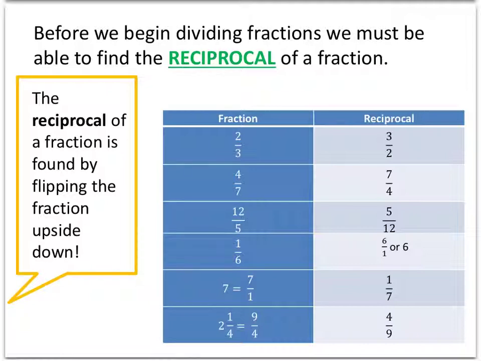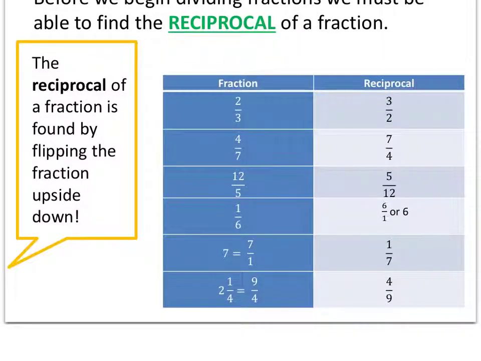So here are some examples. If we have 2/3, if we find the reciprocal, that would be 3 halves. 4/7 becomes 7/4. 12/5 becomes 5/12. 1/6 becomes 6/1, or just 6. 7, to find the reciprocal, we might need to remember that 7 we can write as 7/1. So the reciprocal when it's flipped would be 1/7.